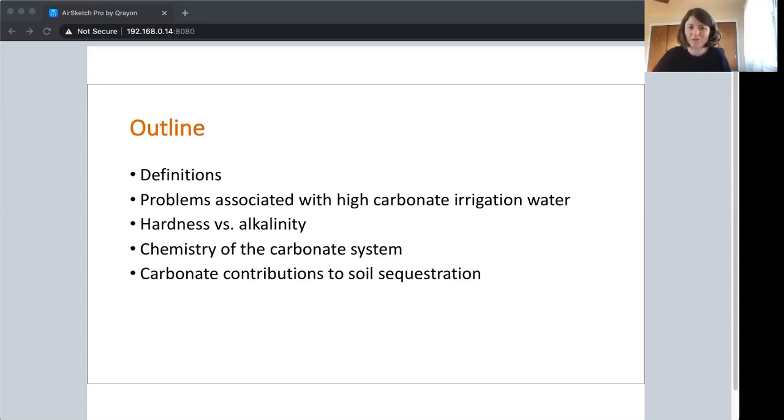And I'll conclude by talking about a subject that isn't covered that often in this kind of context, which is the carbonate contributions to soil carbon sequestration.